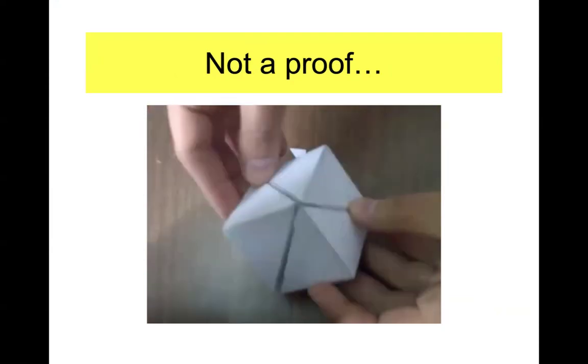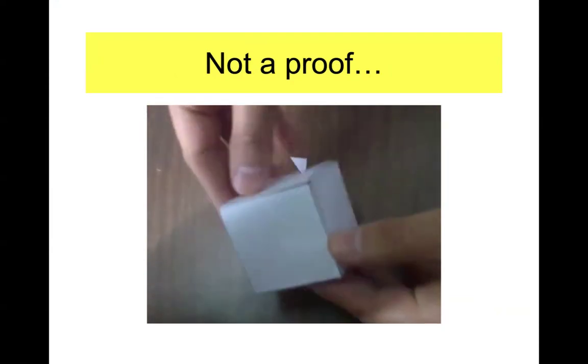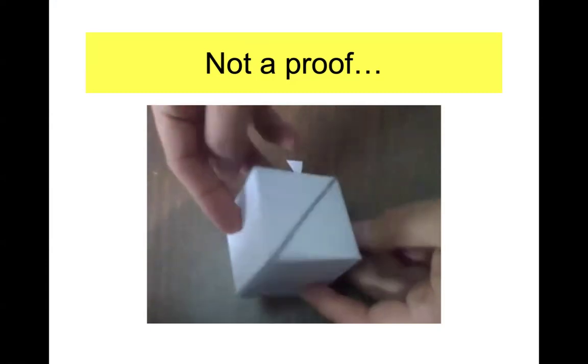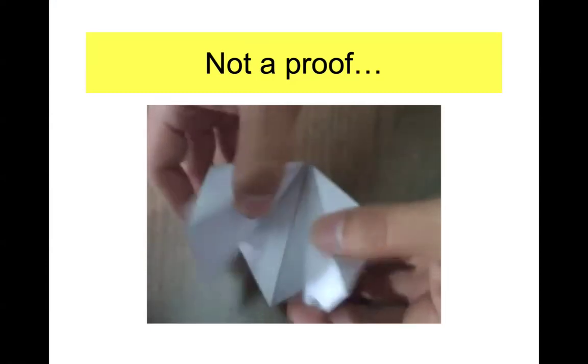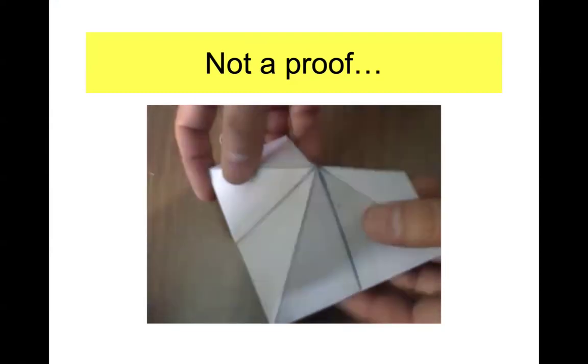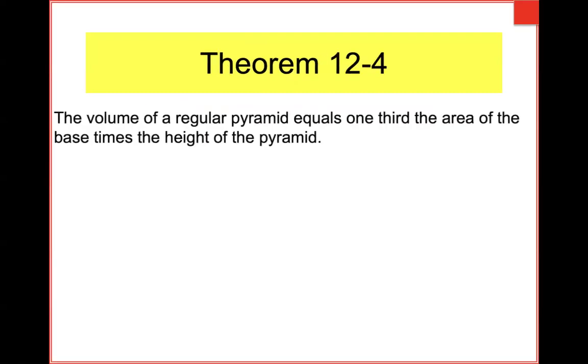So think this through. If 3 regular pyramids make one cube, and you're only trying to solve for one, then it would be the cube divided by 3, which would be the volume. And that is theorem 12.4, which is base area times height divided by 3, because remember, there were 3 of them that made one cube. So if you take the cube and divide by 3, you get back to one of those regular pyramids.